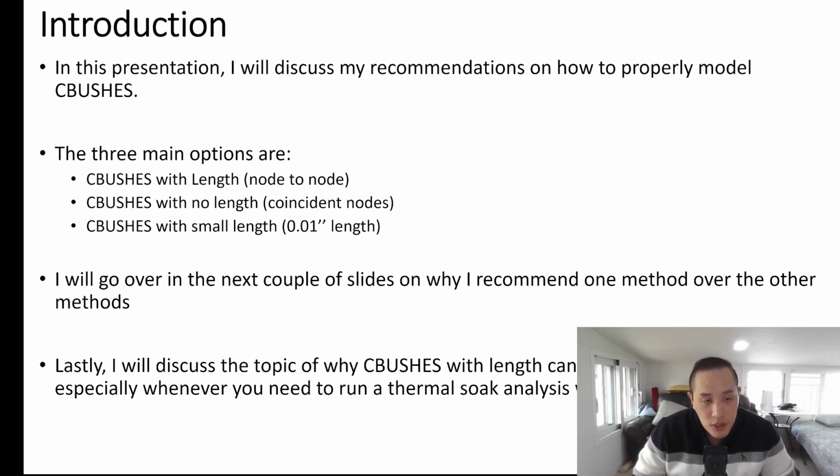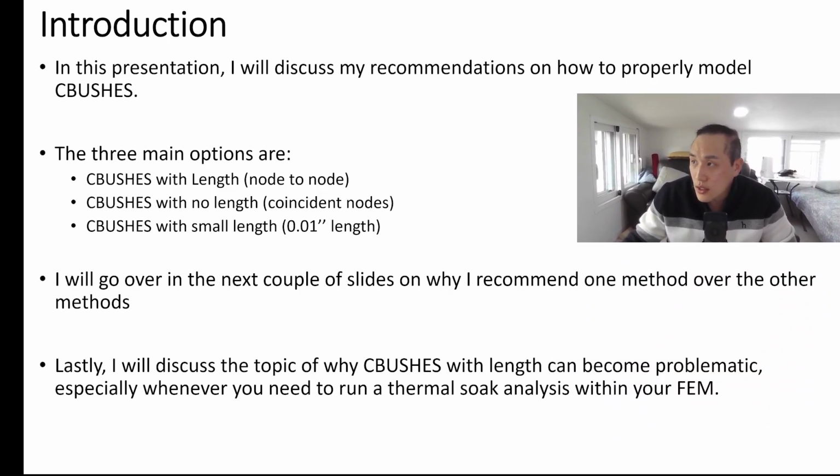So the three main options to model CBUSHes are: CBUSHes with length, when you just do node to node; then CBUSHes with no length, where the CBUSH is created with coincident nodes and therefore has zero length; and the other option is to model the CBUSHes with a very small length. So it's not modeled with a relatively long length, and it's not modeled with no length, but it has a very small length, like for example 0.01 inches.